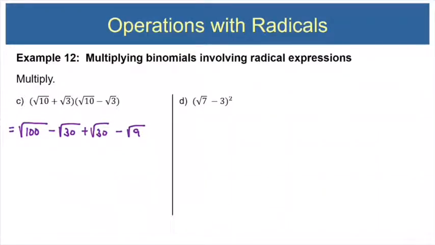Okay, now let's go back and simplify what we can. The square root of 100 is 10. The two middle radicals will not simplify, but notice that we have negative 1 square root of 30 plus 1 square root of 30. So they are going to add up to 0. So we won't have this middle term appearing in our final answer. And then for the last term, we have minus square root of 9, and that's going to be just minus 3. And this is going to be something we can complete. 10 minus 3, of course, is 7.